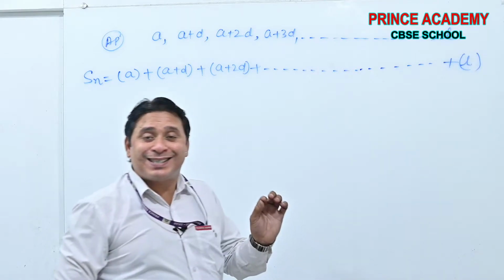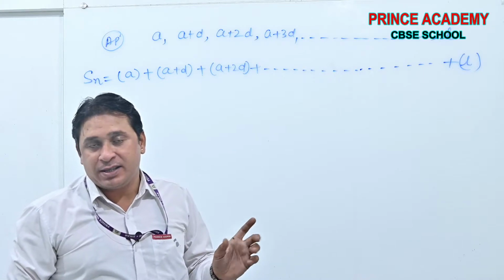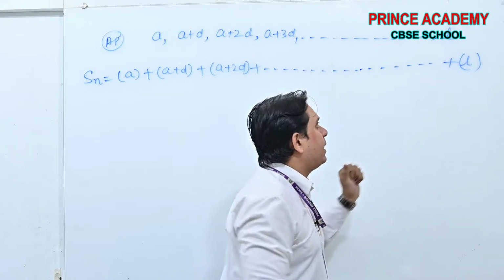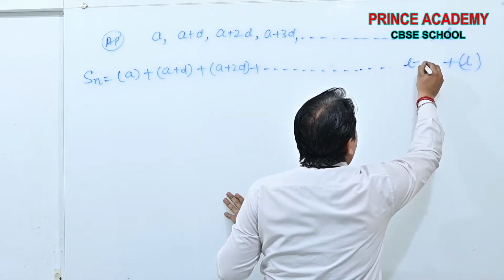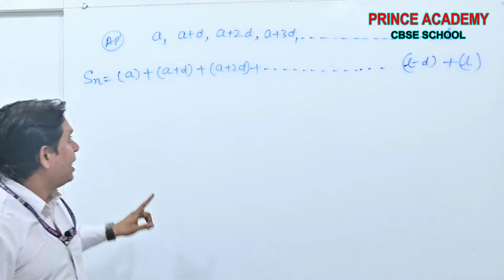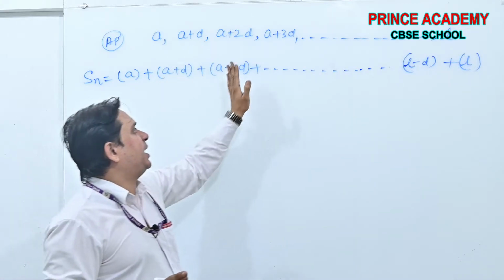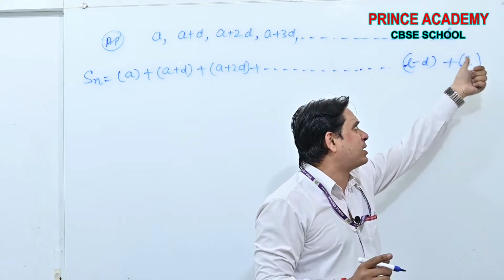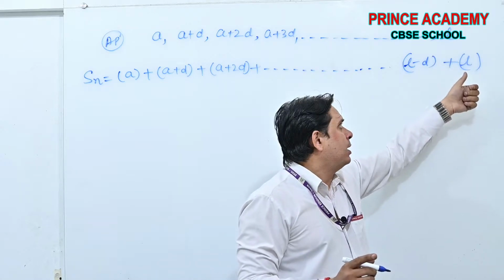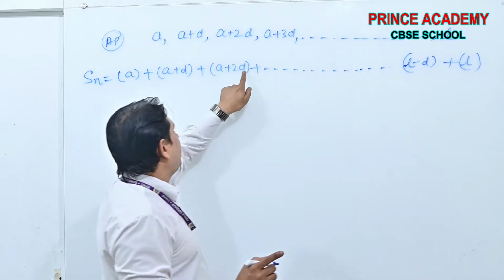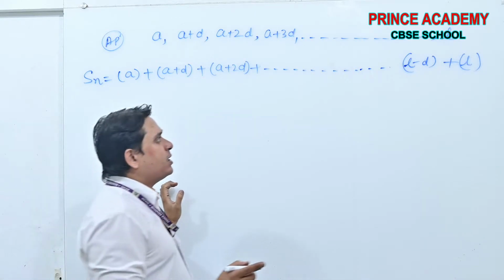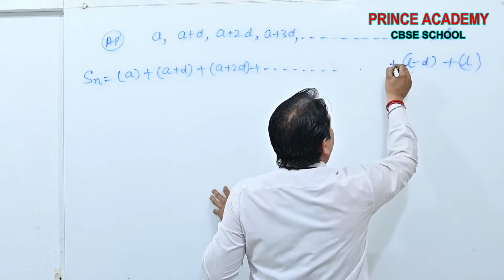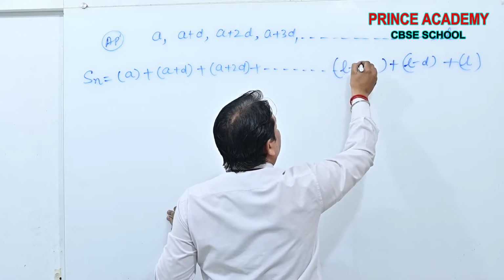What will be the second last term? Second last term means the term just previous to L will be L minus D. Yes or no? See beta, D was added, D was added, D was added, D is added. That's why it became L. Or you can say when you are reversing, you are moving in reverse, D subtracted, D subtracted, D subtracted, D subtracted. It means this is L, the term just before it will be L minus D and the term before that will be L minus 2D.